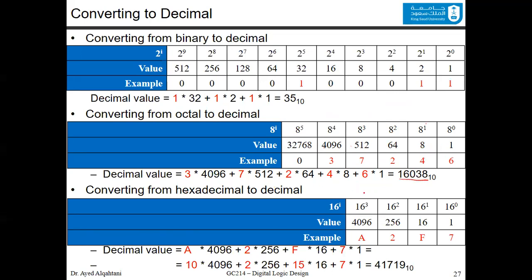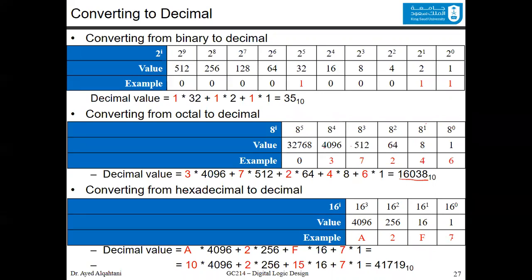In hexadecimal, you will have powers of 16. So 16 to the power of 0, 16 to the power of 1, 16 to the power of 2, 16 to the power of 3, and so on. If we have this number, for example, A, F, 2, and 7, we have letters now in the digits. What we know in hexadecimal, A represents 10 in decimal. F represents 15 in decimal.